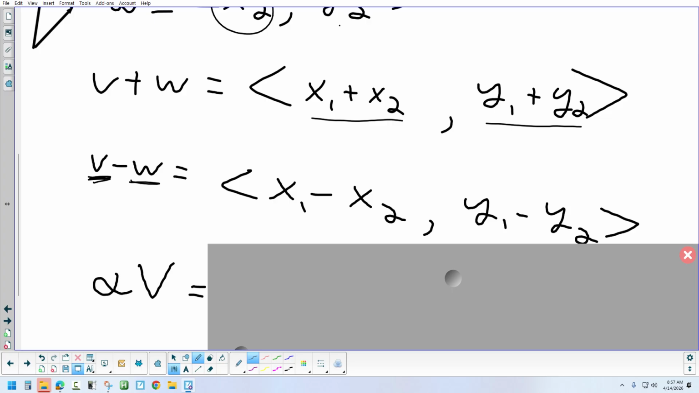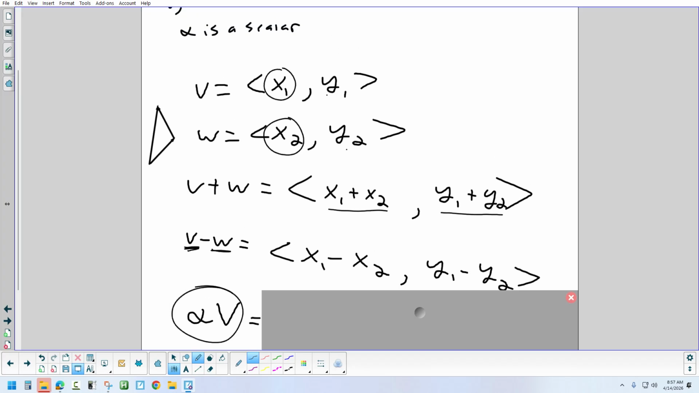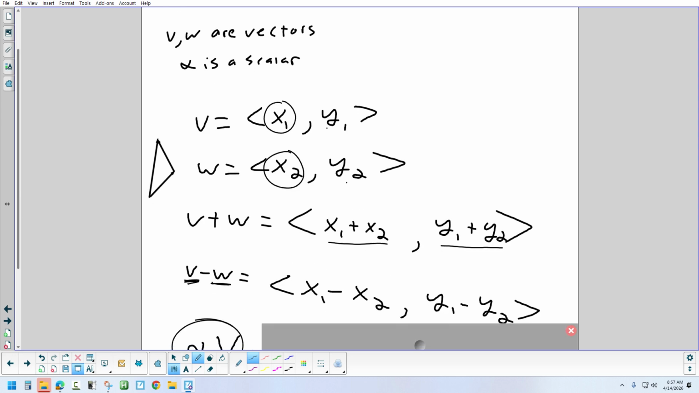Okay, what do we call this when we put something like that in front of a vector? Yep, scalar. That's a scalar, right? So this is a scalar product. To do a scalar product, think of the scalar as being distributed to each component.